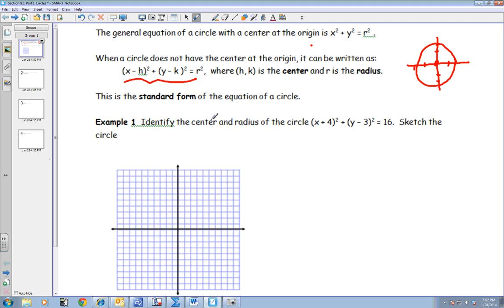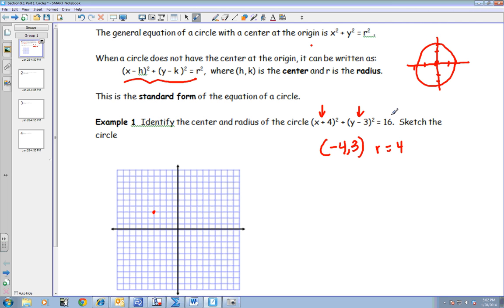So first of all, identify the center and radius of the circle, and here's the equation. I know the center is going to be -4, 3. And again, remember we take the opposite of this sign, okay, because the standard form is x minus that h and y minus that k. So hk is our center. So I have a center at -4, 3. So -1, 2, 3, 4, 1, 2, 3. There's the center. And I have a radius of 4.